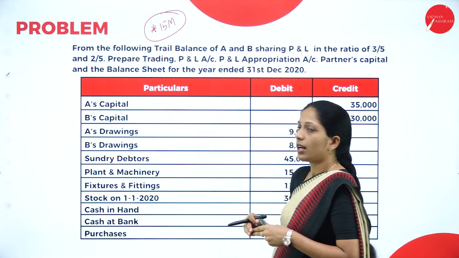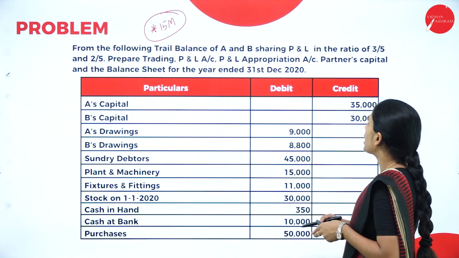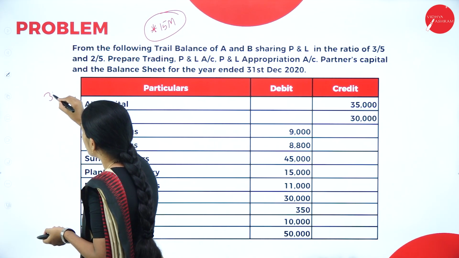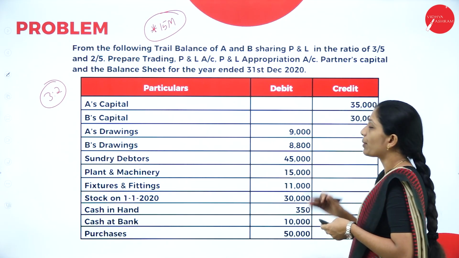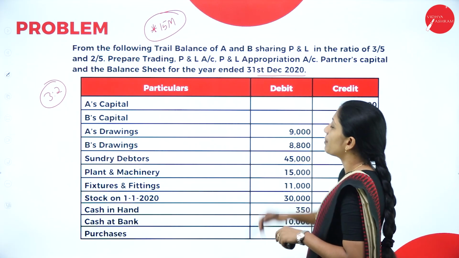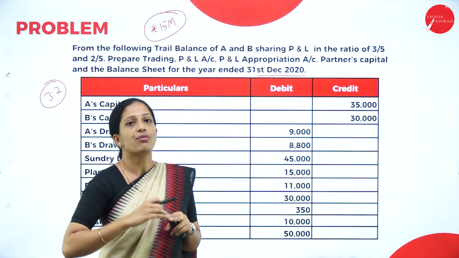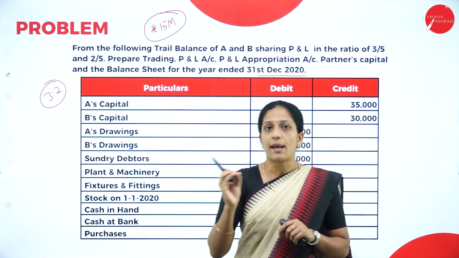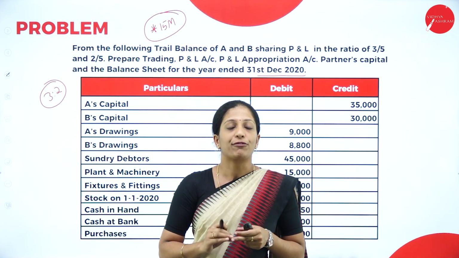So we shall begin your question here, that is: from the following trial balance of A and B sharing profit and loss in the ratio 3/5 and 2/5. So what would be their profit sharing ratio? 3:2. Prepare trading account, profit and loss account, profit and loss appropriation account, partners capital account and balance sheet for the year ended 31st December 2020. Now, in your final accounts of partnership firm, what are the accounts you have to prepare? So you have to prepare your trading account, profit and loss account, profit and loss appropriation account, partners capital account and balance sheet. Okay, so this much you have to prepare for your 15 marks.